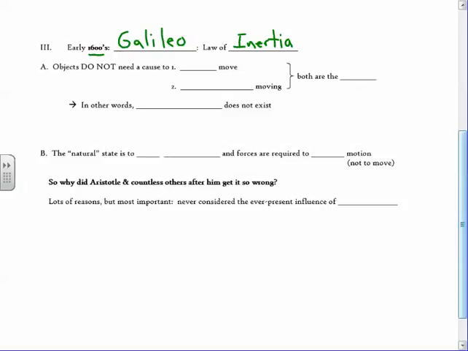He basically says objects do not need a cause to not move. We understand that. If an object is sitting still, it will remain sitting still if we leave it alone. However, the key was, he says objects do not need a cause to continue moving. If an object is rolling along the ground, it doesn't need anything to keep it rolling. It will continue to roll and roll and roll. That's an odd concept because we rarely see that. Basically, not moving and continuing to move are really the same thing. There's no difference.